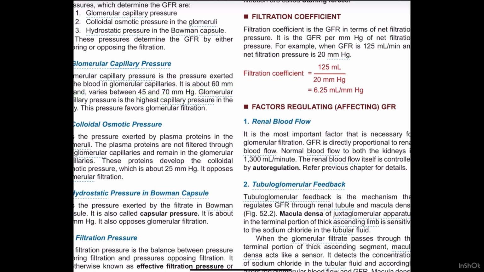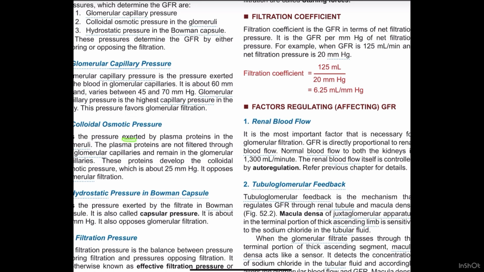Glomerular capillary pressure is the highest capillary pressure in the body, and it favors glomerular filtration. Okay, this is the highest pressure in the body. You see here, they are mentioning this is the highest pressure in the body, and this is a favoring pressure. And next one is the colloidal osmotic pressure.